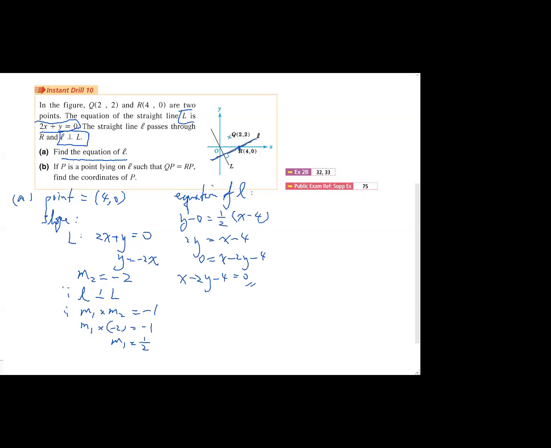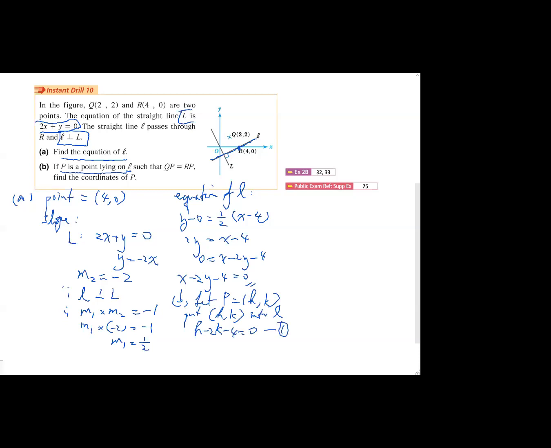And then part B. If P is a point lying on small l such that QP is equal to RP. Find the coordinates of P. Okay, so we will let P be H and K first. Okay, and then we need 2 equations. First one is from the information that P is a point lying on small l. So we may put the coordinates of point P into the equation of small l. So H minus 2K minus 4 equals 0. And label this to be equation 1.